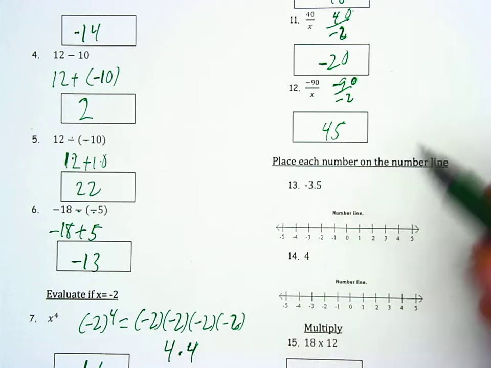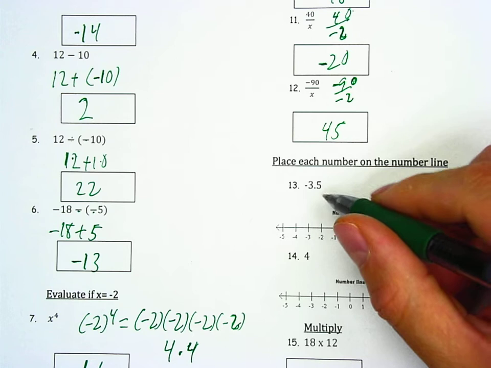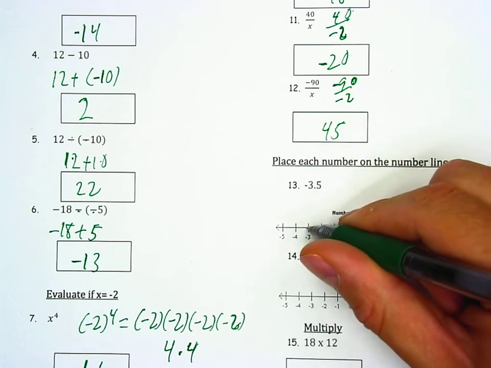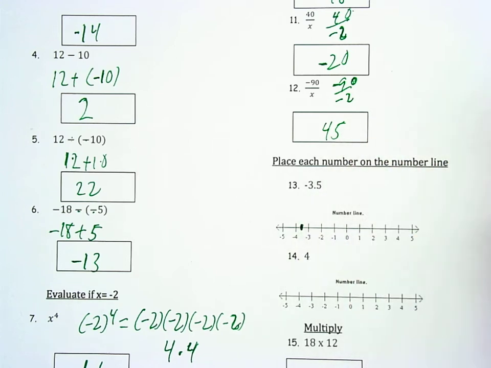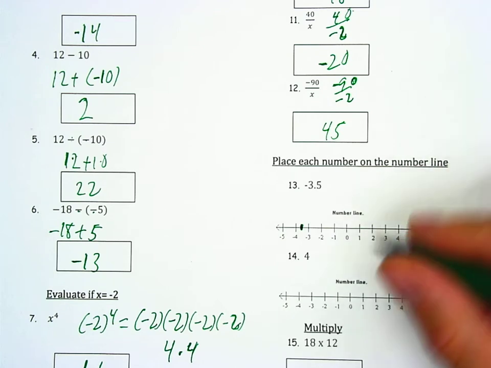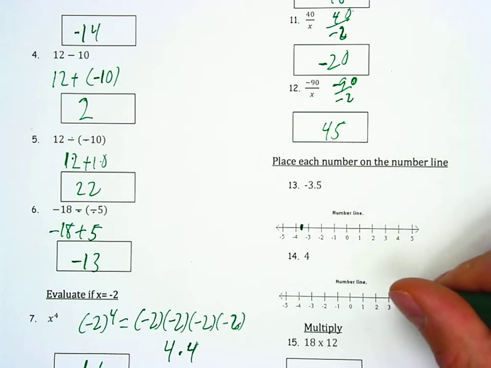All right, next items. Place each on a number line: -3.5. Remember, this is halfway between -3 and -4. We place it there. Then +4.